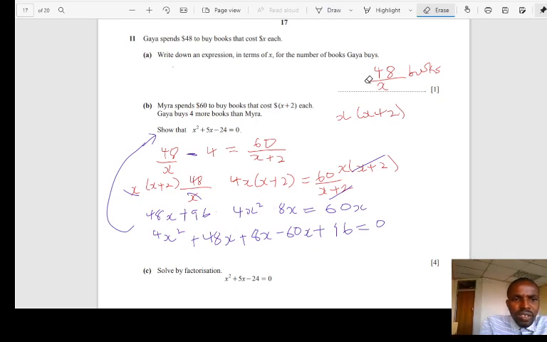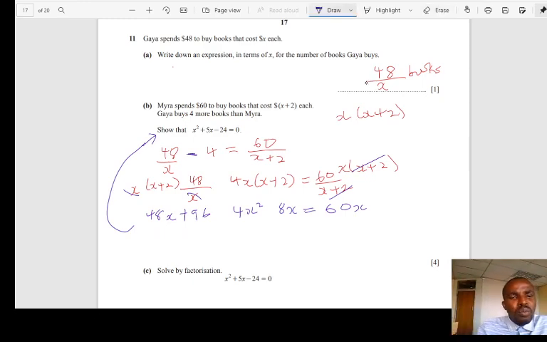Because Gaia buys 4 more, if you say Myra's books plus 4, then you get Gaia. So Gaia's books minus 4, you get Myra. That's correct, yes. Then you say here, it's minus here. Then it will be minus, then minus here. Then it's like this, right? Then it will be 48.